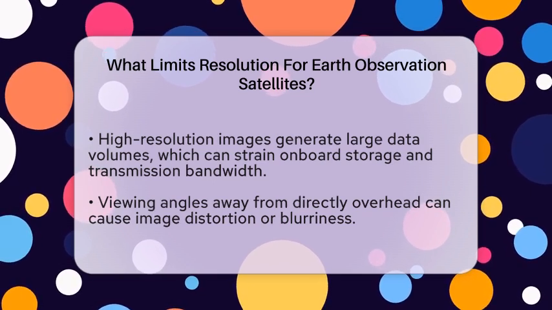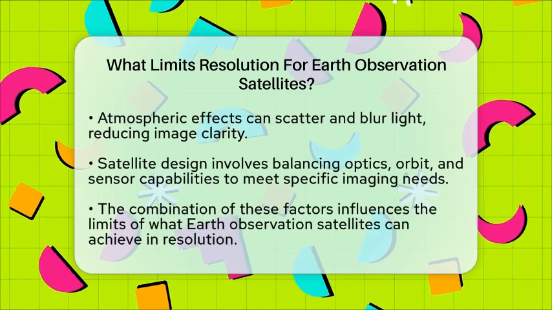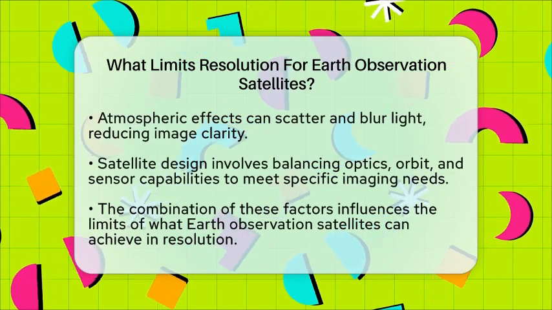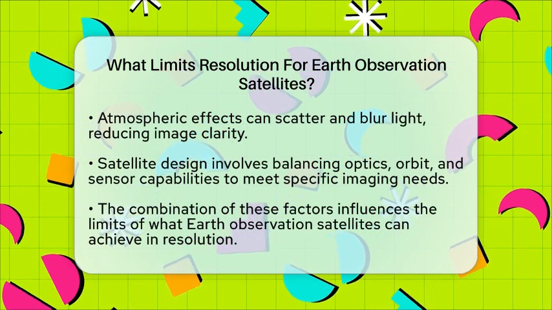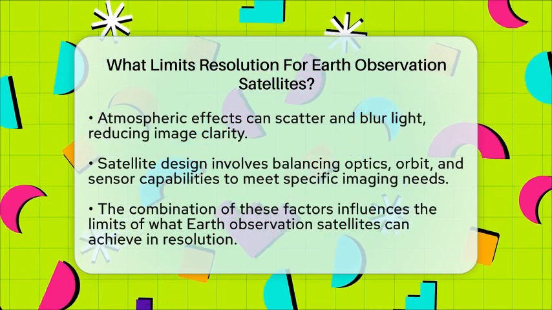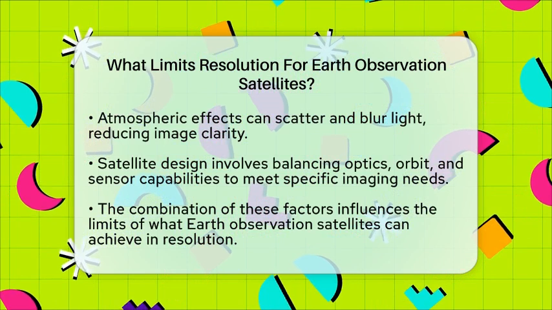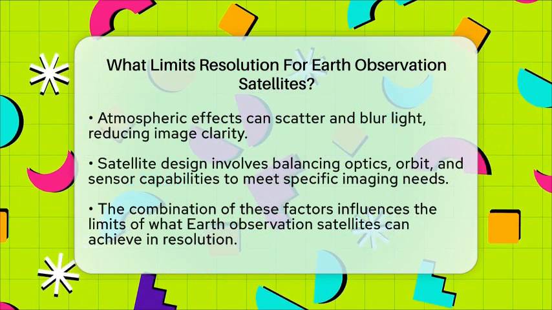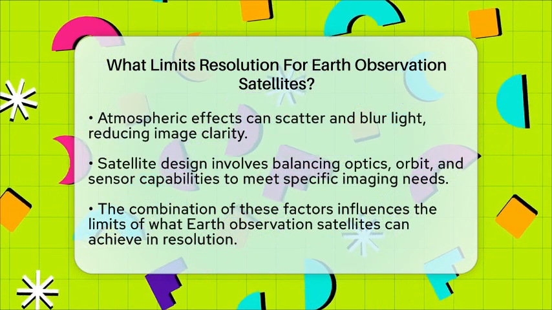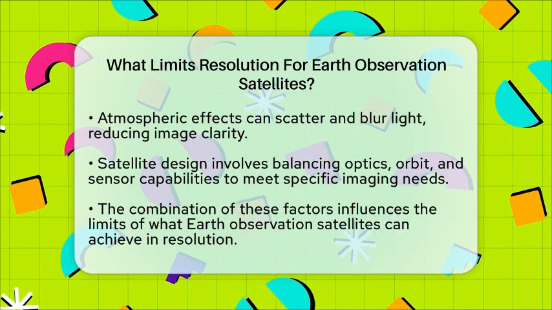Viewing angles also affect resolution. When satellites look at Earth from angles away from directly overhead, images can become distorted or blurry. Atmospheric effects add to this problem. The atmosphere can scatter and blur light, especially in optical sensors, reducing the effective clarity of images.